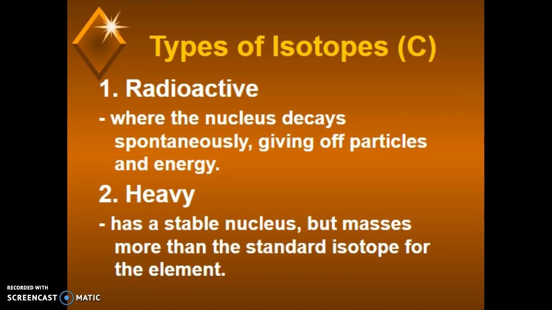Types of isotopes, we've got radioactive isotopes. That's the one I talked about. Nucleus decays spontaneously, so particles are going to be emitted, radiation is going to be emitted, energy is going to be emitted, all those types of things. Heavy isotopes have a stable nucleus, but the mass is more than the standard isotope for the element. We'll talk about heavy water. We'll talk about several heavy elements, heavy hydrogen, throughout the course of the year. Don't forget that this is our definition.